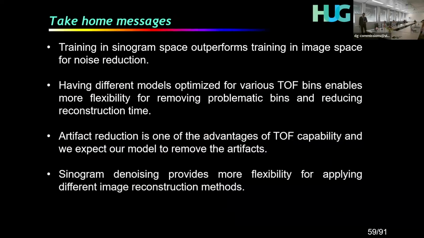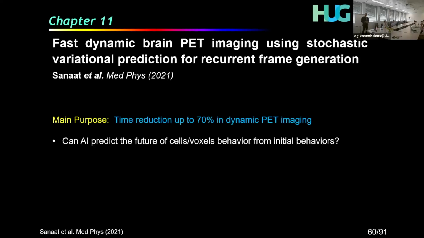So in this study, we understand training in sinogram space outperforms training in image space for noise reduction. And having different models optimized for various TOF bins enables more flexibility for removing the problematic bin and reducing the reconstruction time. And of course, one of the advantages of the TOF capability is reducing the artifacts, which I expect our model works well for removing. And again, sinogram denoising gives us this flexibility to apply different types of reconstruction. So in chapter 11, we went a bit further and we tried to reduce the scanning time in dynamic images.